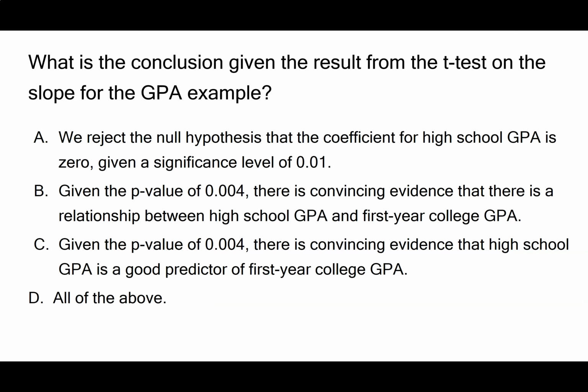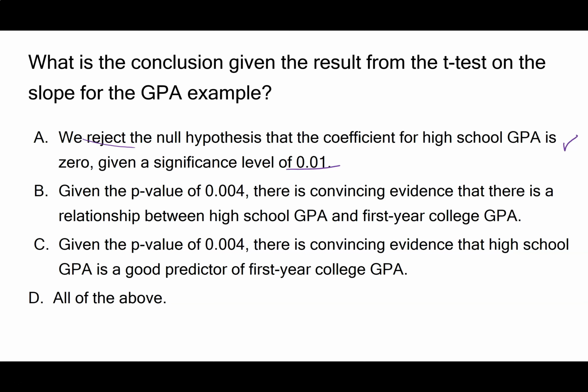Okay, so for option A, it says we reject the null hypothesis that the coefficient for high school GPA is 0, given a significance level of 0.01. So if the significance level is 0.01, we have a p-value that's smaller than it, so we would reject. So we would reject, that would be correct. And it is the slope coefficient for high school GPA. It's worded a little awkwardly, but this seems true.